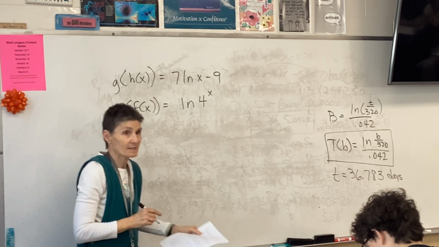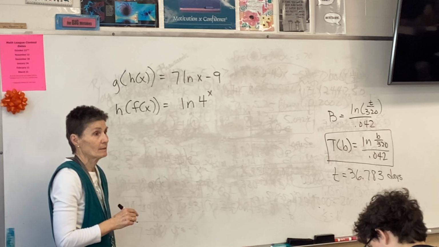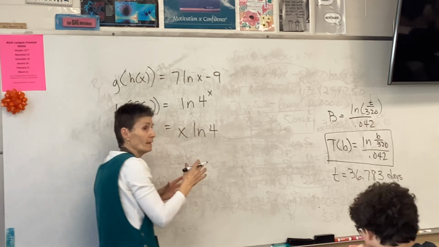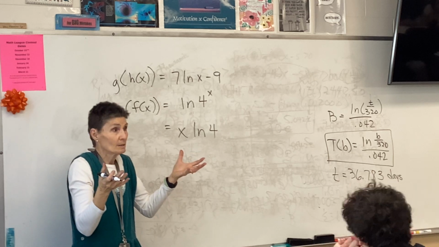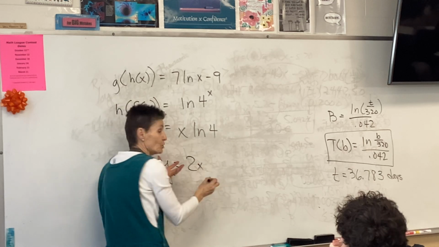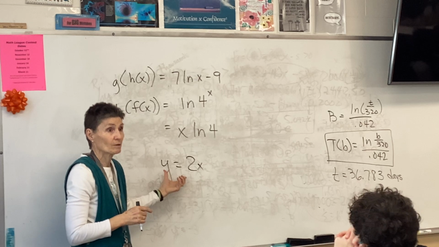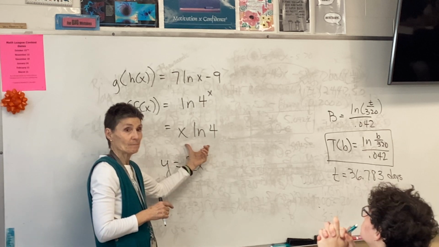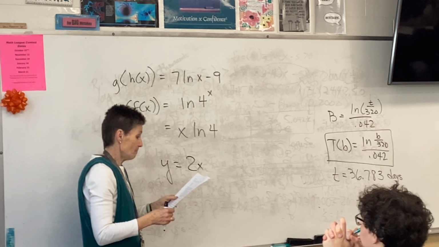Believe it or not, that's it. That's linear. What happens to that exponent? You move it out. What's ln 4? Isn't that just a number? So this is exactly the same as having an equation like y equals 2x. It isn't 2, I don't know what ln 4 is, but that is your linear equation. Everybody see that? J.